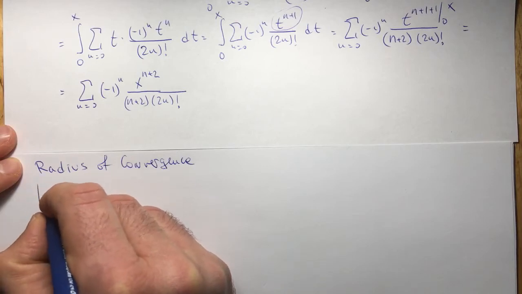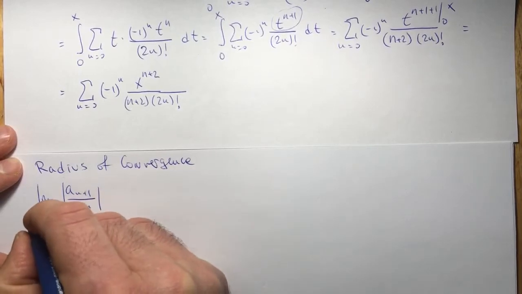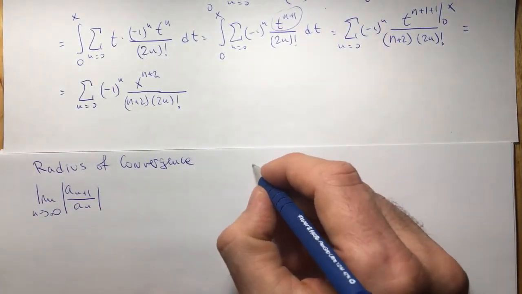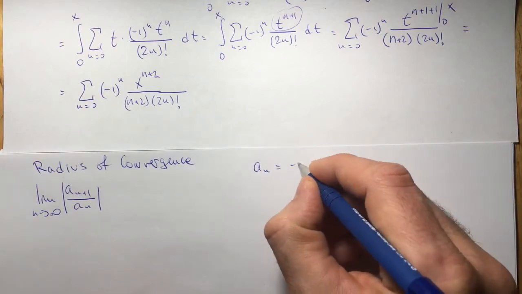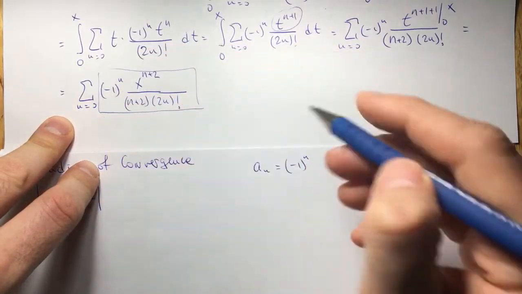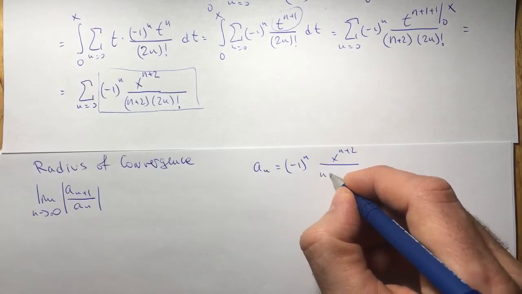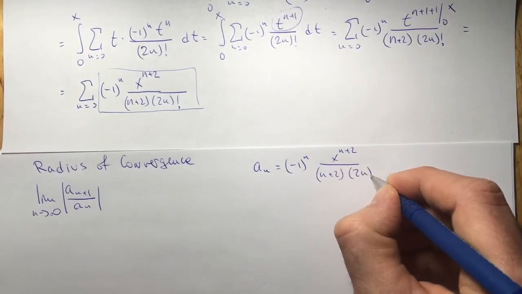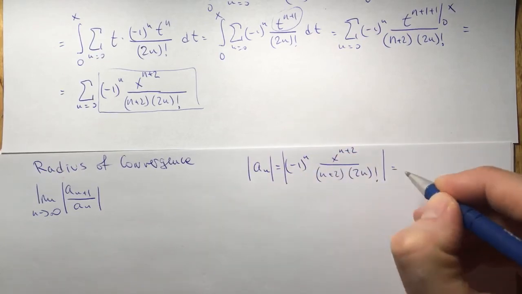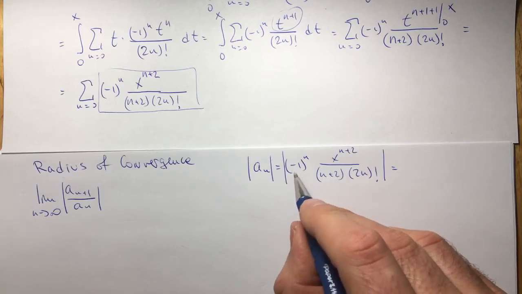I will use the limit of |a_{n+1}/a_n| as n goes to infinity. Okay, so a_n is equal to (-1)^n x^(n+2) over (n+2)(2n)!. If I take the absolute value here, the absolute value deals with this (-1)^n, whether it's negative 1 or positive 1.